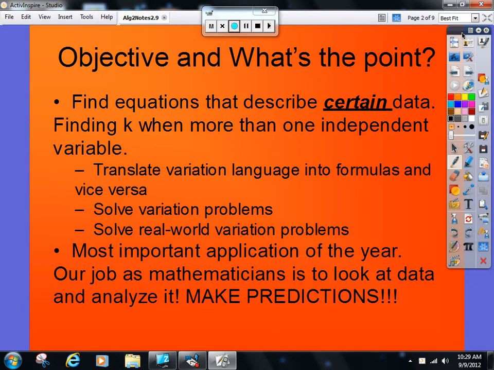Okay, we're going to find equations that describe certain data that we're given. And we're going to have to find k when more than one independent variable comes into play. This is super important because our job as mathematicians is to look at data and analyze it. We are in the business of making predictions. And I'd say 90% of the time, things don't depend on one independent variable.